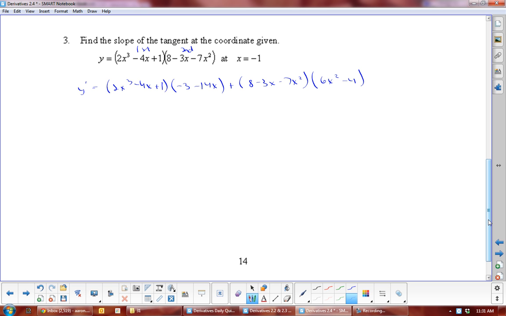Okay, now it wants a slope at negative 1. So then you're just going to put in 2 times negative 1 cubed minus 4 times negative 1 plus 1, all times negative 3 minus 14 times negative 1, plus 8 minus 3 times negative 1 minus 7 times negative 1 squared, times 6 times negative 1 squared minus 4.